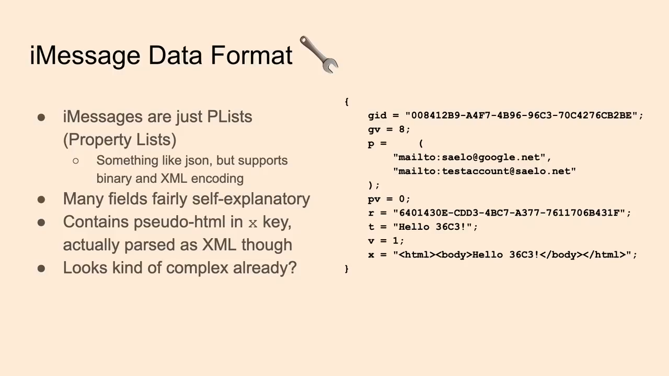Think of it like JSON or XML. And I guess some fields are self-explanatory. So P, that's the participants. In this case, this is me sending a message to another account I own. You have T, which is the text content of the message. So hello, 3063. You have a version.